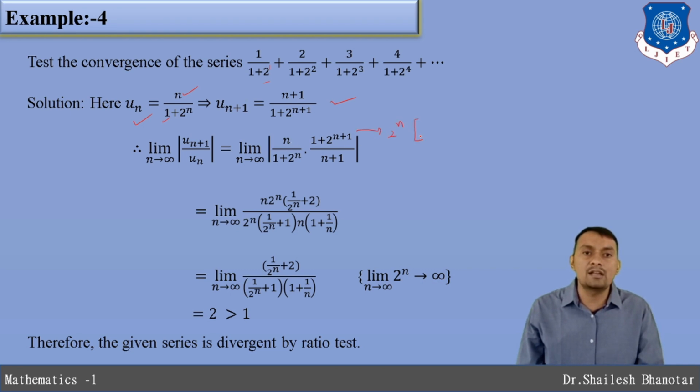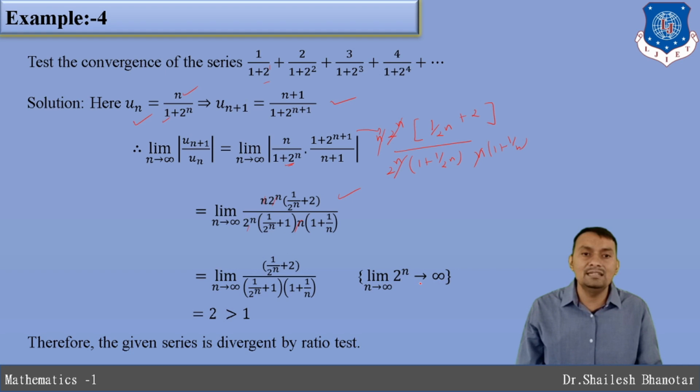I'm just going to take common. So what will it be? 1 divided by 2 raised to n plus only 2, and divided by, again I'm just going to take 2 raised to n common, so 1 plus 1 divided by 2 raised to n, into n is common, so 1 plus 1. So from this it is clear that 2 raised to n is going to be cancelled out, n is going to be cancelled out, and this is exactly this one.